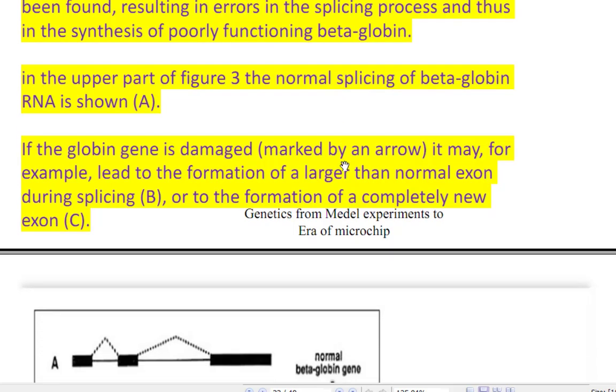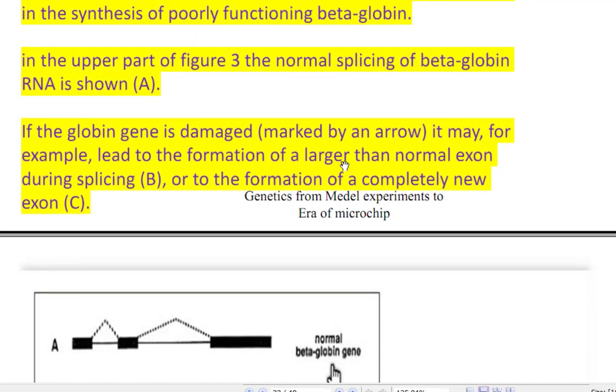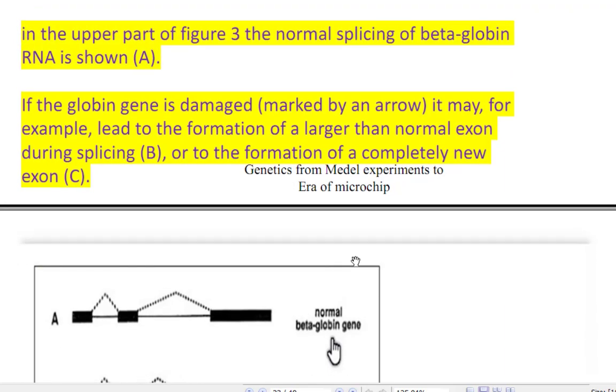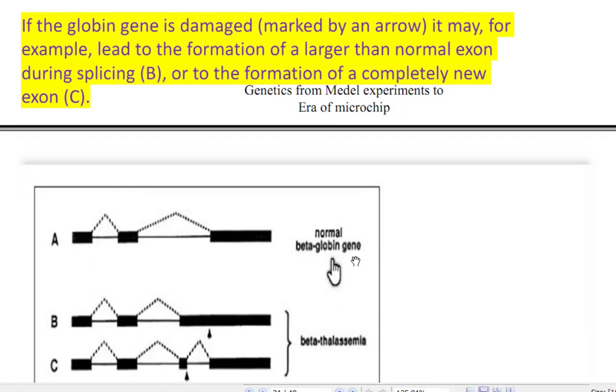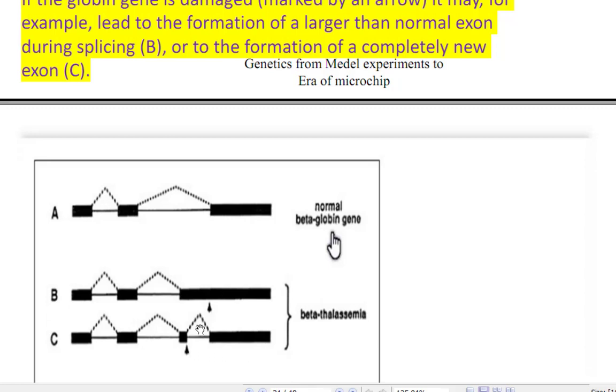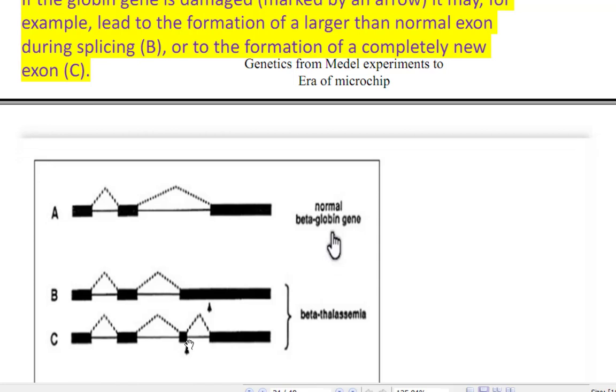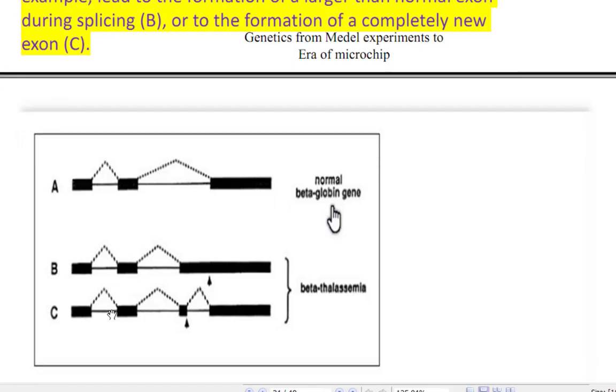In the upper part here, normal splicing of beta globin. The globin gene is damaged. If the globin gene is damaged, marked by the arrow, it may, for example, lead to the formation of larger than normal exons during splicing, or to the formation of completely new exons like NC.